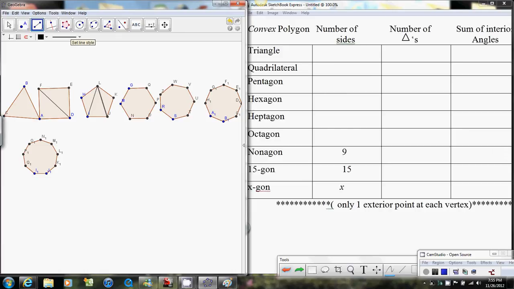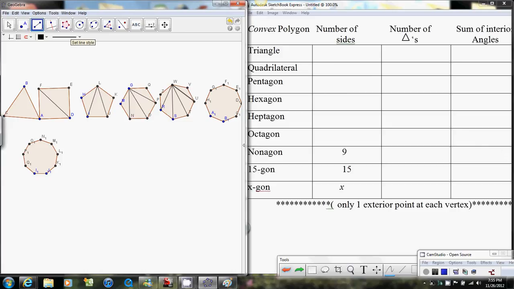I can do the same thing for this hexagon. I'm going to pick vertex G, and draw a diagonal from G to N, G to O, and G to P. I think that's all I can do. So I've created 1, 2, 3, 4 triangles. And for this heptagon, I'm going to pick W as my vertex and draw a diagonal from W to R, W to S, W to T, W to U. So I've created 1, 2, 3, 4, 5 triangles.